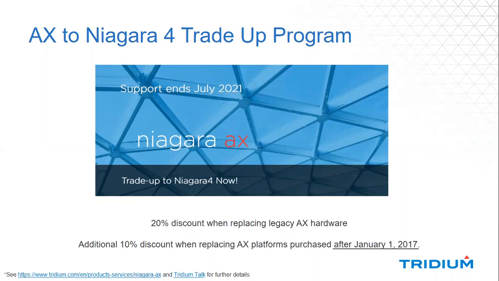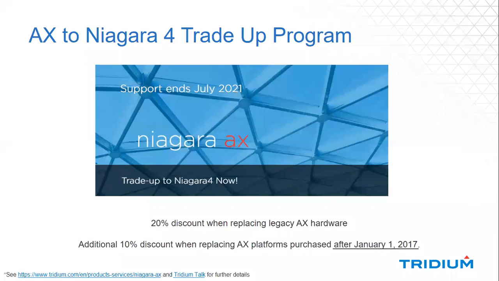I would be remiss if I don't talk about AX deprecation. We are on a path, and we've had a Tridium talk on this, that's down at the bottom, end of support for AX. As part of that, we have an AX to N4 trade-up program for any legacy AX hardware that's out there. So we want to get you onto the latest and greatest hardware. There's a 20% discount when replacing that legacy AX hardware. And if you happen to purchase that hardware after January 1st, so it's a more recent investment, we're going to give you another 10% on top of that 20.